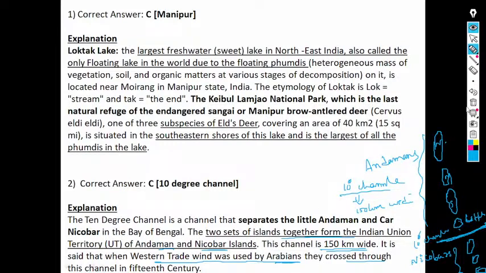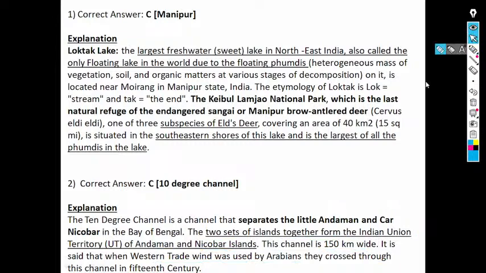Next question. The capital of Andaman and Nicobar is Port Blair. Port Blair is now developed for tourism. The Government of India is also investing lots of rupees for the development of tourism in both Andaman and Nicobar.